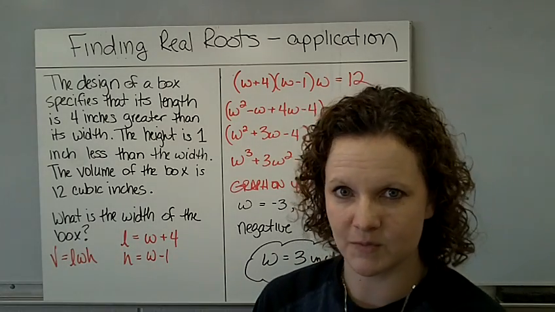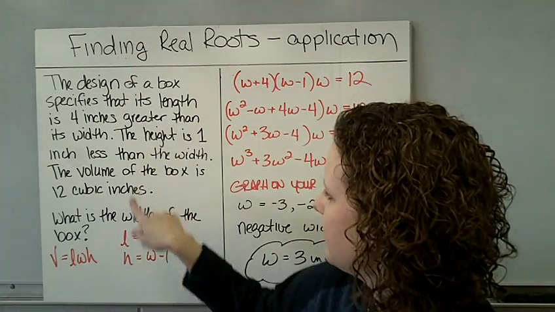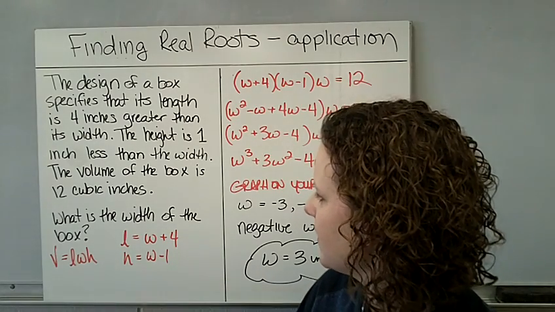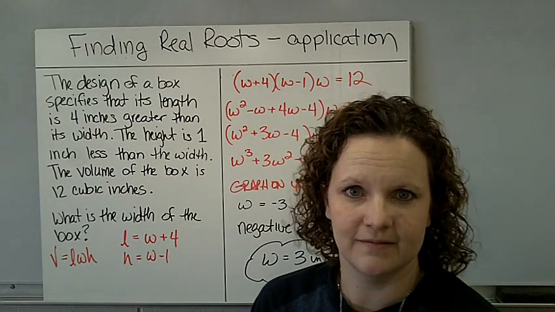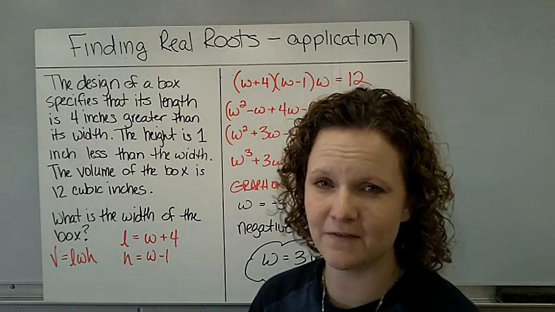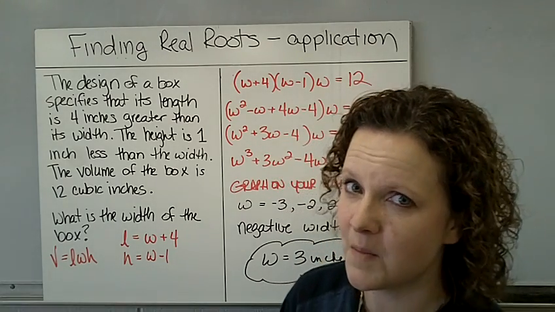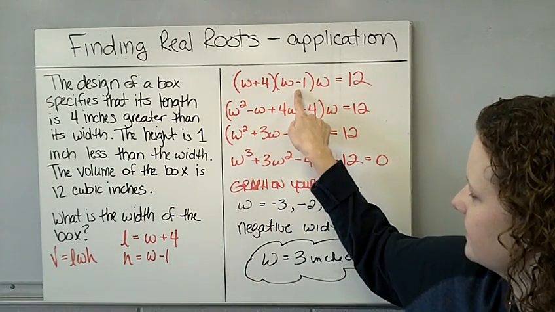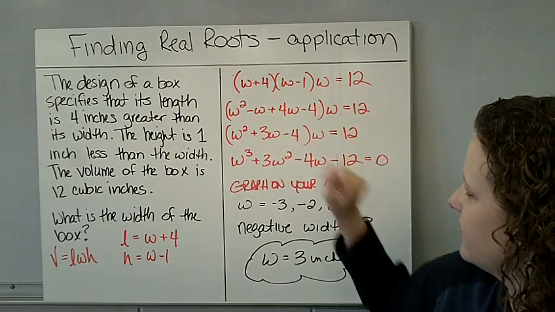Volume, it's always length times width times height. The problem says that length is 4 bigger than the width, and height is 1 less than the width. And the width is the width. So take that information and set up your multiplication. Length times height times width equals 12.